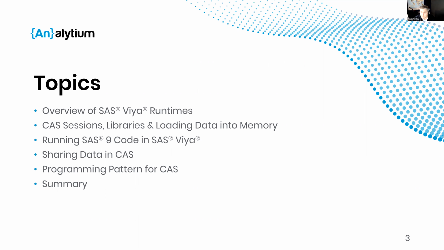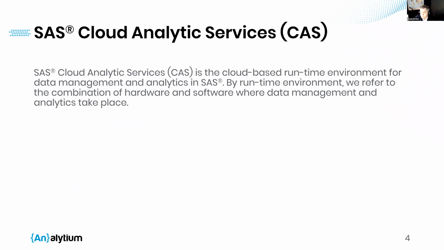And of course, running CAS code as well. Okay, so many people ask, what is CAS? CAS stands for Cloud Analytic Services, and it's a new execution engine in the simplest way. It's an engine that's specifically designed to run a multi-process, multi-threaded execution of a new type of SAS code in memory. That's in essence what you need to keep in mind.